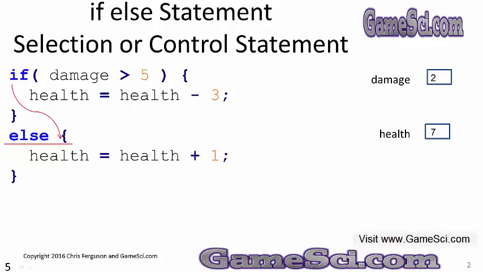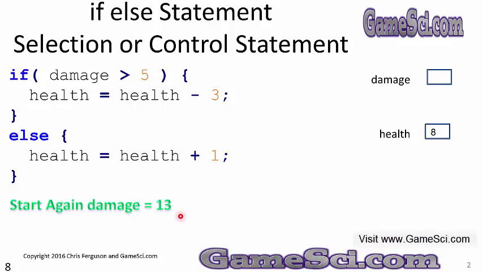When we execute the else code, health equals health plus 1 will go, and our 7 became an 8. This is called a two-way decision, and you can see it's taking the second path, the else portion, because the condition was false. The Boolean value up here evaluated to false, 2 greater than 5 was false, so it selected the else code to execute. And of course it continues on and finishes up the if-else statement. If there was any code below this, it would execute.